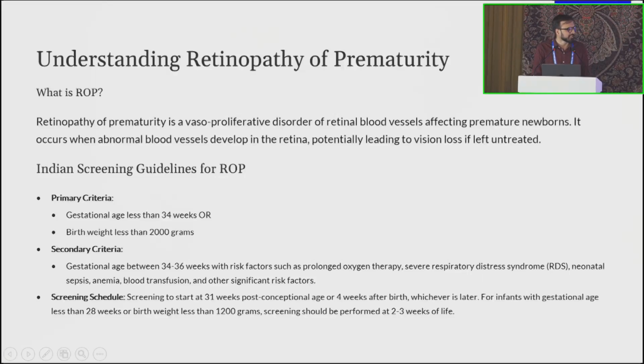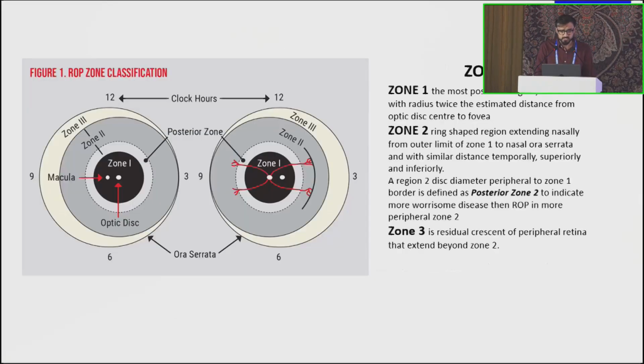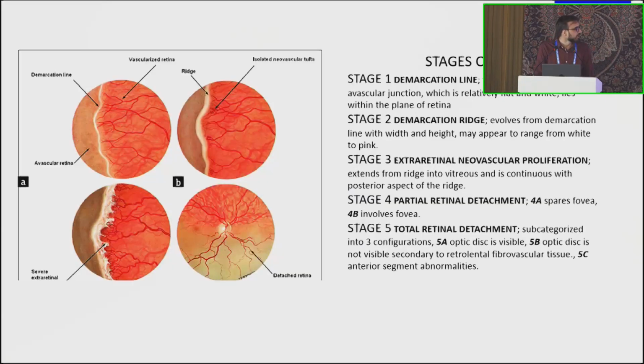A secondary criteria is 34 to 36 weeks with risk factors, and the screening schedule starts at the 31st week post-conceptional age or 4 weeks after birth, whichever is later. These are the zones. For localization of vascularization, we divide the retina into zone 1, zone 2, and zone 3. And also, depending upon the junction of vascularized and avascularized area, we divide ROP into stages.